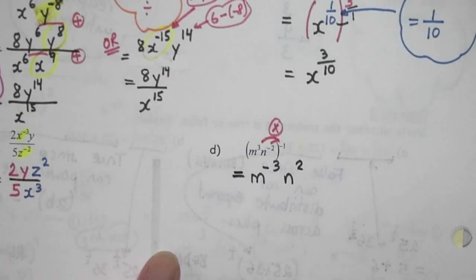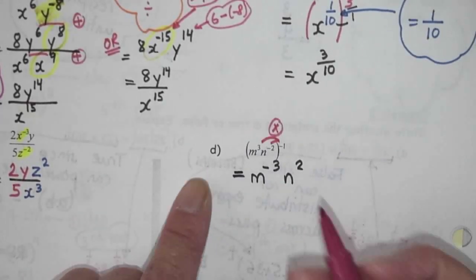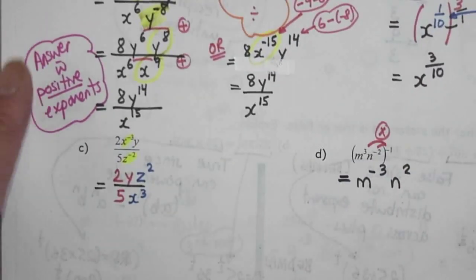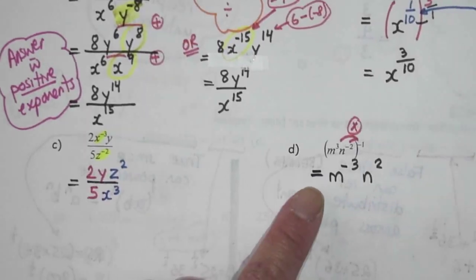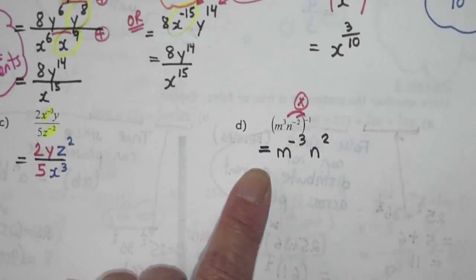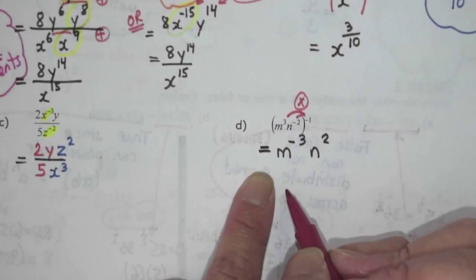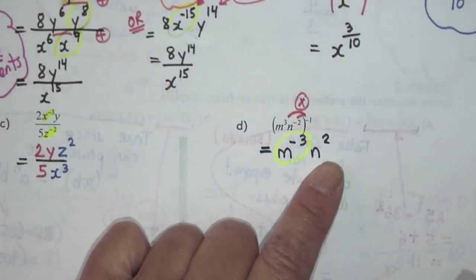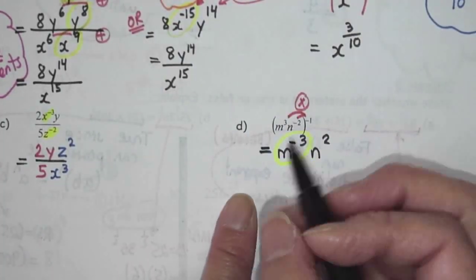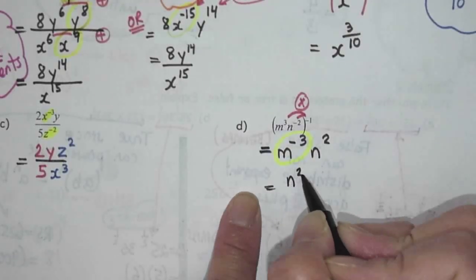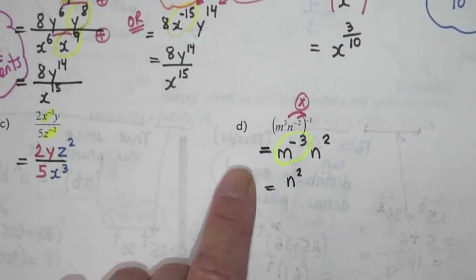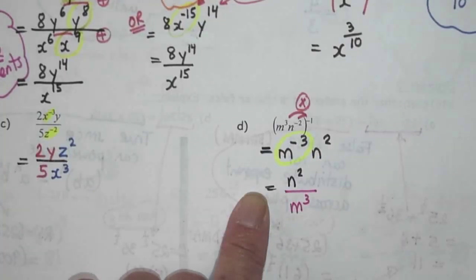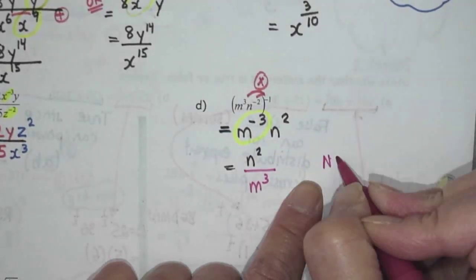So now, to fix my answer, remember I said answer with positive exponents. So here, answer with positive exponents. Again, fix that answer. The m goes to the bottom. So this one moves, and this one stays where it is. So you're going to go n squared stays where it is, and the m moves to the bottom like this. I do not want this.